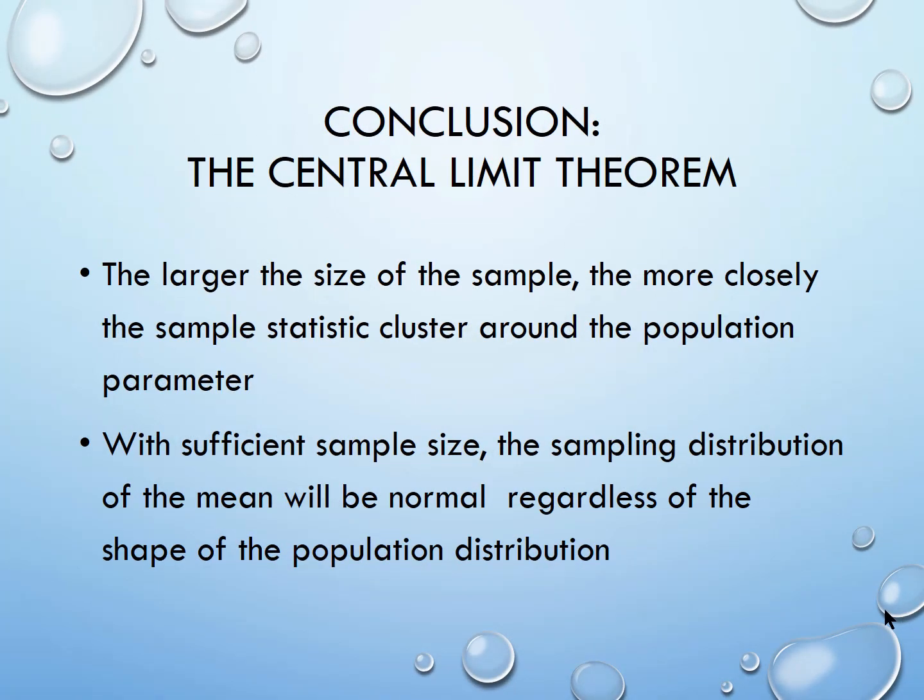In conclusion, the central limit theorem notes the larger the size of the sample, the more closely the sample statistics cluster around the population parameter, and with sufficient sample size, the sampling distribution of the mean will be normal, regardless of the shape of the population distribution.